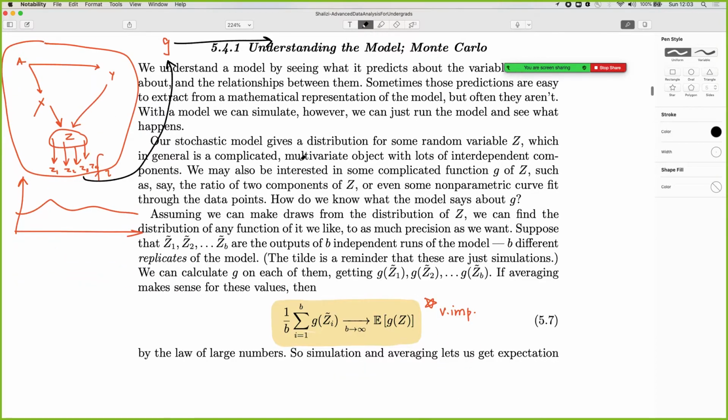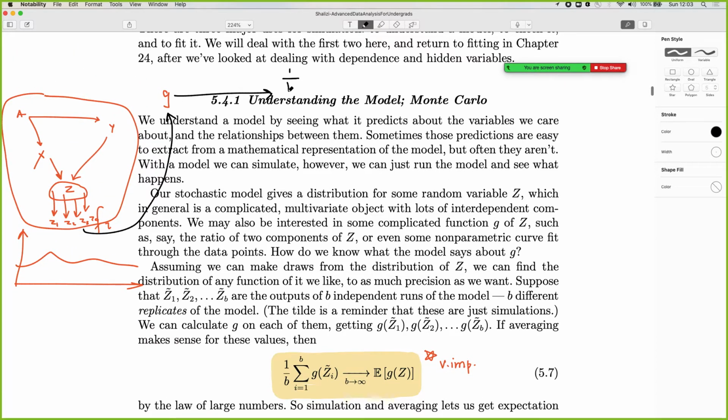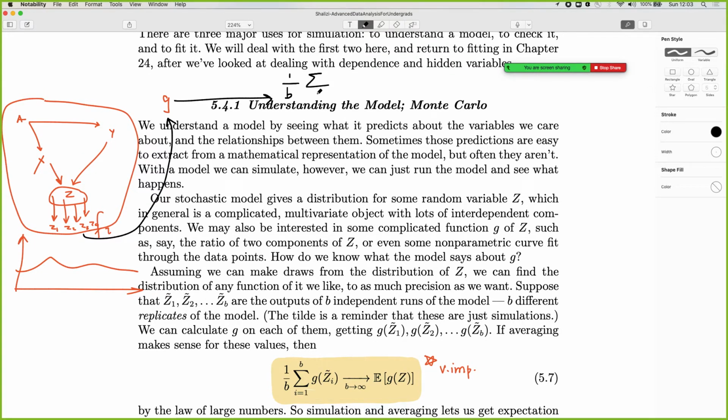the law of large numbers, and we say that 1 by B summation from i to B. He's cleverly not used n here to not confuse us. B can be any number of simulations, and you know that this will tend to the expected value of g. So we will know at least on average what the model says about g.